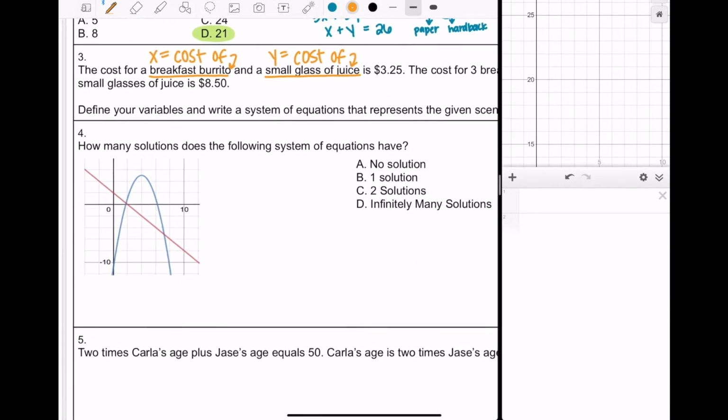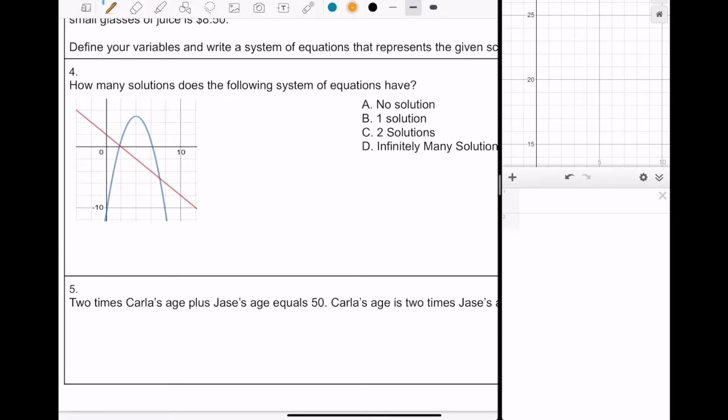Number 4. How many solutions does the following system of equations have? Okay, remember a solution is any time your two graphs overlap one another. So there's an intersection and there's an intersection. So those 2 points of intersection are your two solutions.